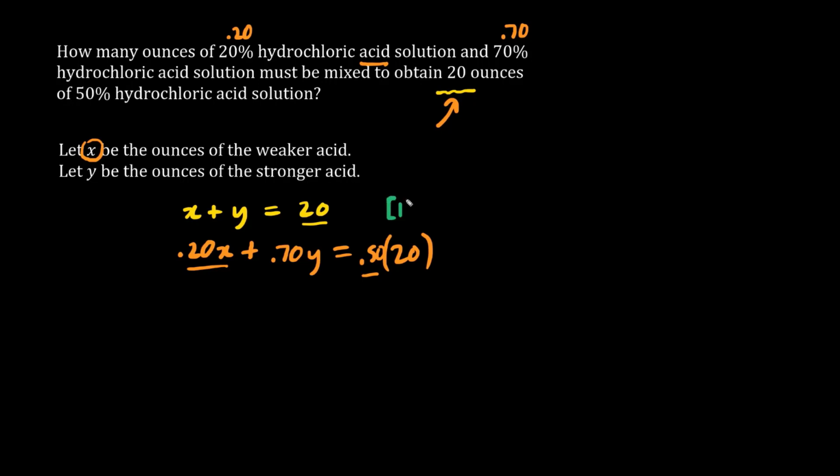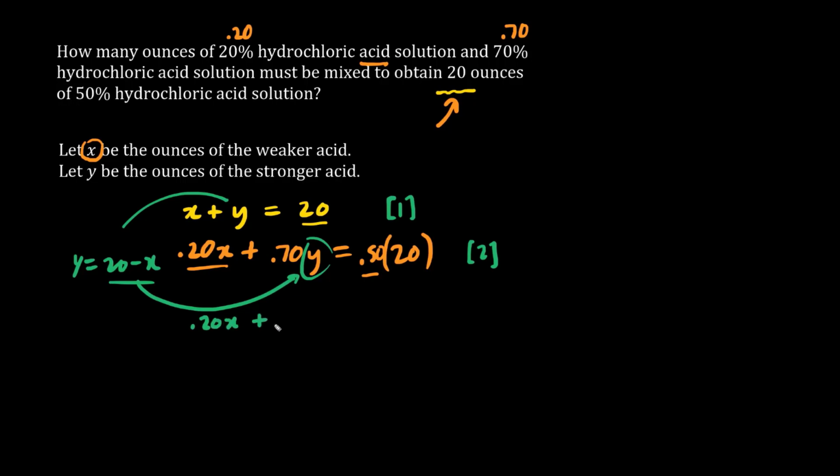So equation number 1 is easy to reason. Equation number 2 takes a bit of focus, but if you focus on setting up an equation involving pure acid only, you should be able to remember this. The rest is algebra. We can either use substitution or elimination. Let's isolate for y. Y equals 20 minus x. And we'll plug this in, substituting into here. We have 0.20x plus 0.70 times (20 minus x) equals 0.5 times 20, which is 10.